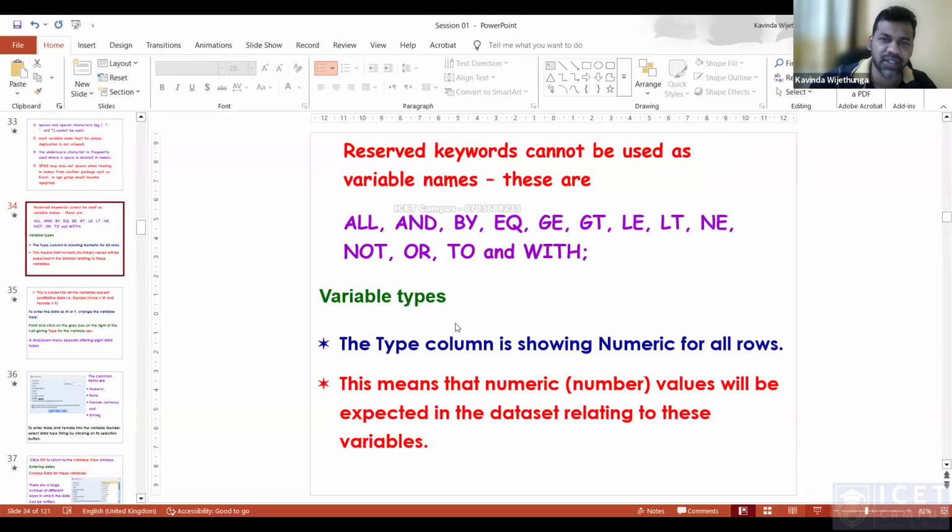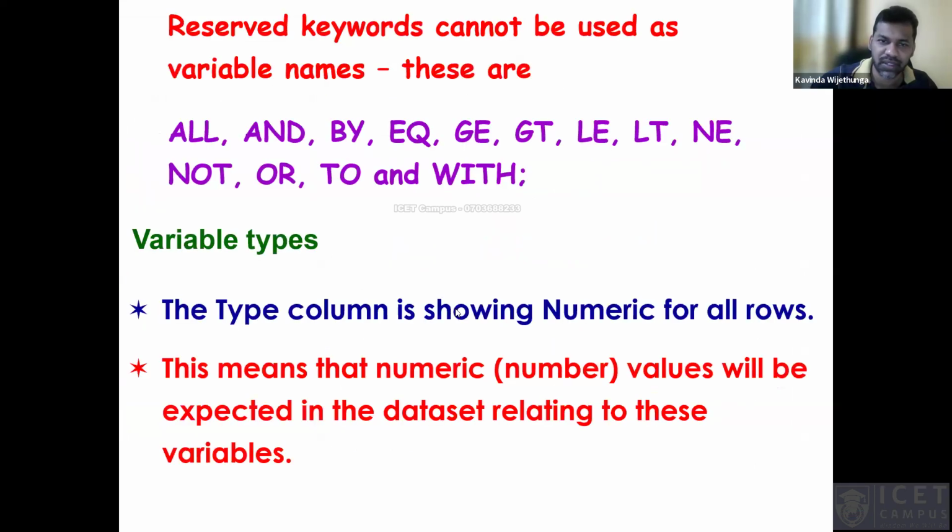The other thing is reserved keywords. There are some reserved keywords that we can't use, for example ALL, AND, BY, EQ, GE, NOT, OR, TO, DO. We can't use these as variable names because these are dedicated reserved keywords. Now, one by one, we have to discuss.